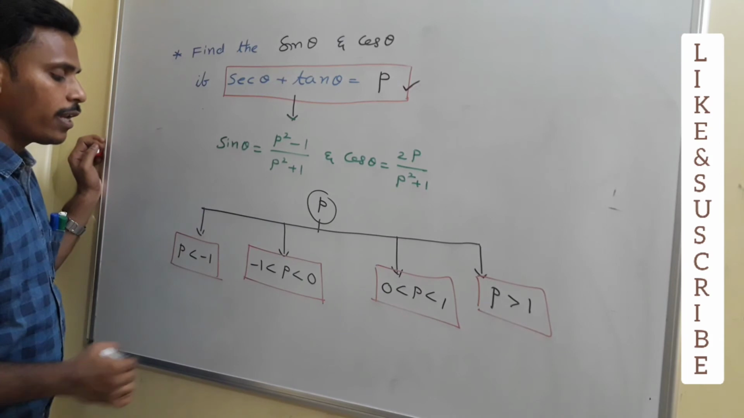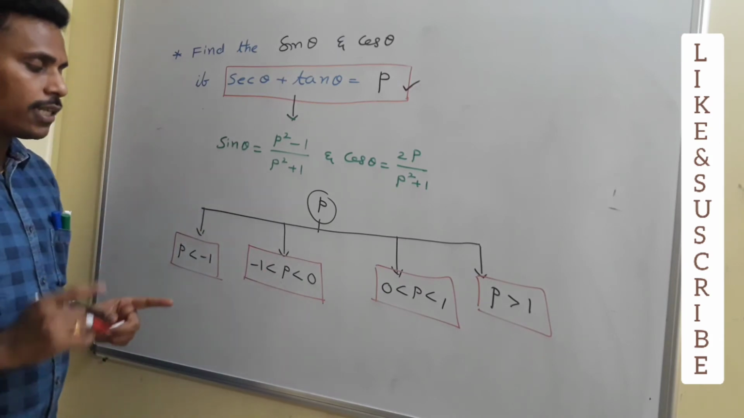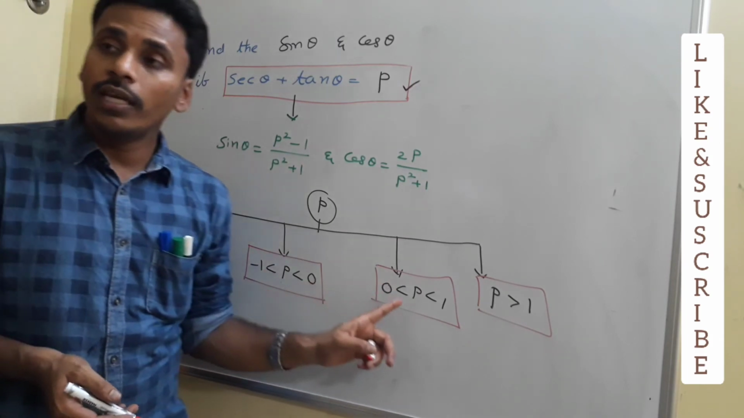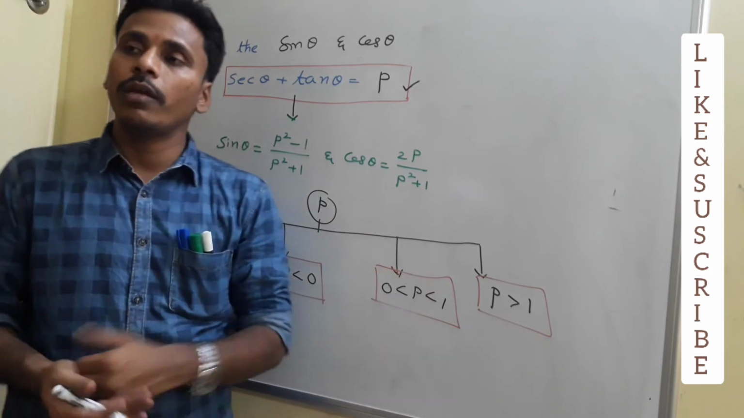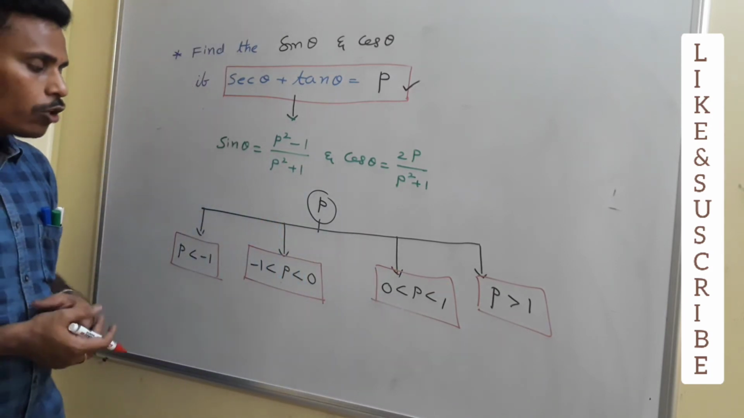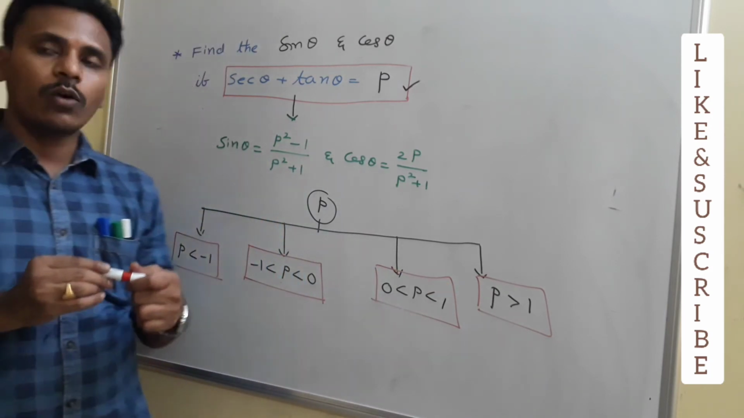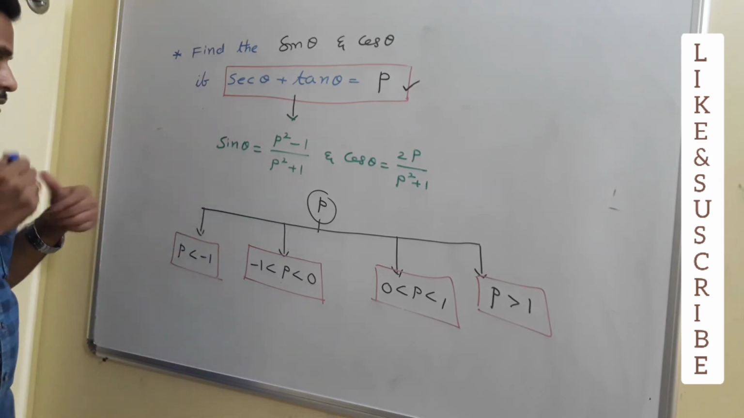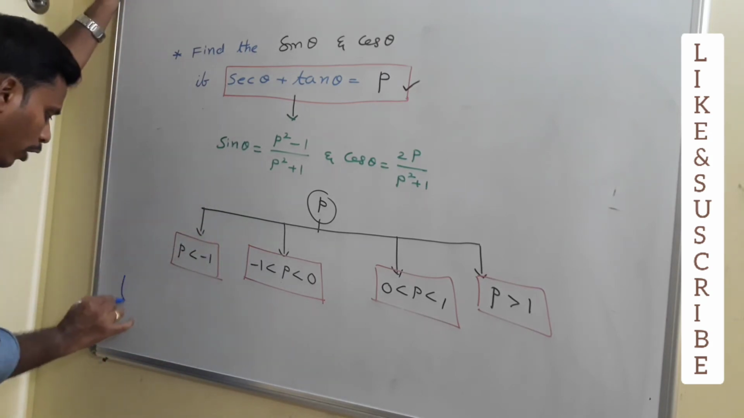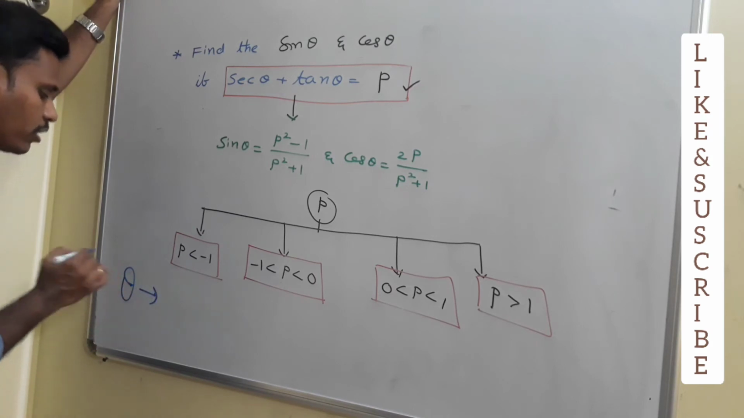Either p is less than minus 1, or p is in between minus 1 and 0, or p is in between 0 and 1, or p may be greater than 1. In all those cases, I am going to decide the quadrant in which theta lies. What am I going to say? I am going to find the quadrant in which theta lies.